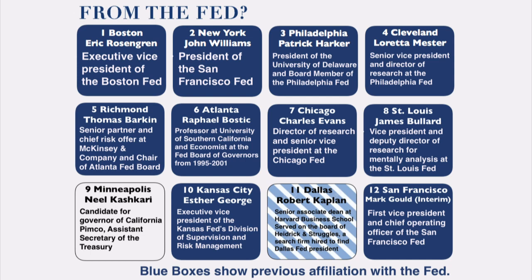So you can see that 9 of the other 11 are just very clear, right? The half is Robert Kaplan from Dallas. Robert was not part of the Fed. He was not part of the Dallas board. He was on the board of the search firm hired by the Dallas Fed to find the next president. This gets to this selection problem.